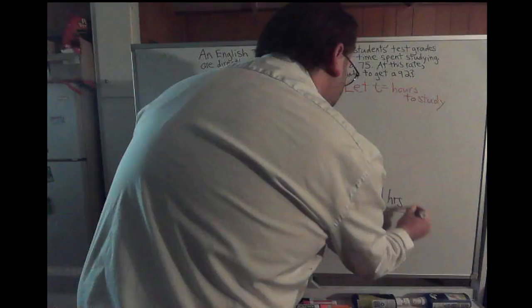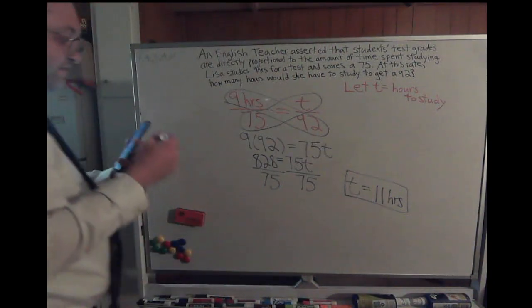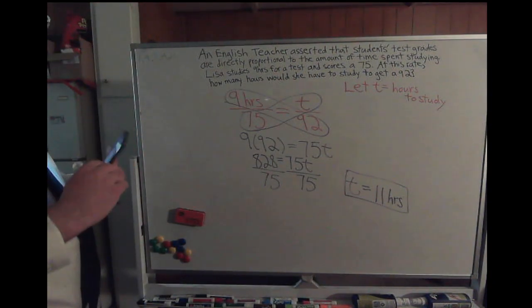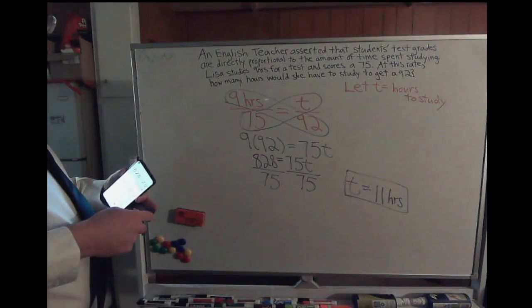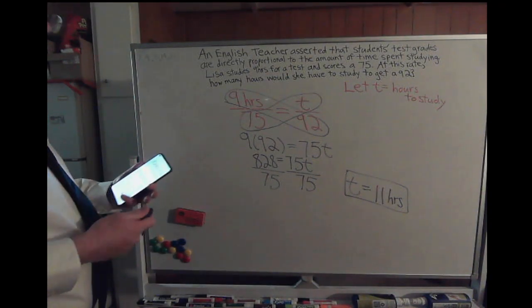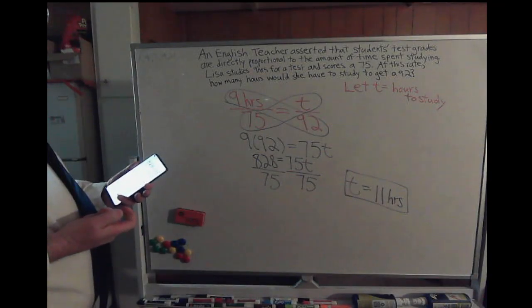So Lisa would have had to study for approximately 11 hours to get a 92. At this rate of 9 hours for a score of 75, she'd need to study 11 hours to get a score of 92.